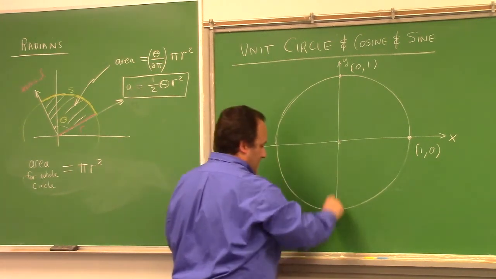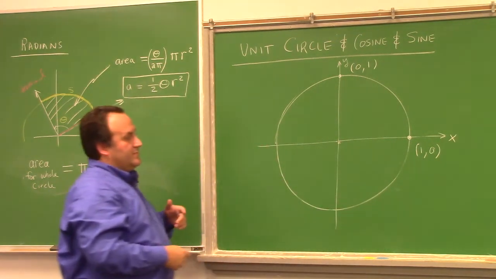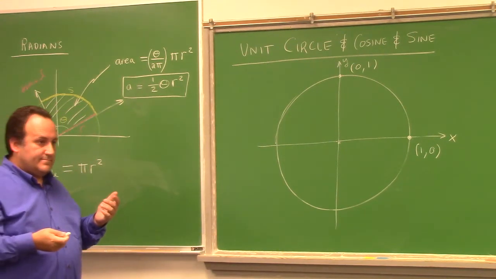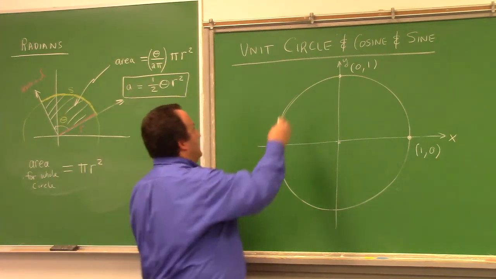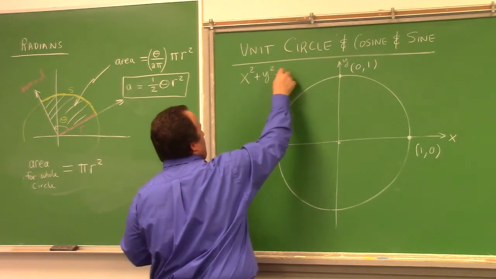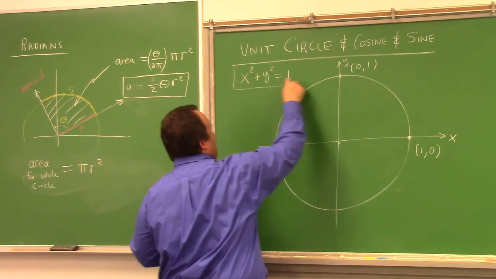Okay, so what's the equation of the circle? X squared plus y squared equals 1. Very good. This is the equation of the unit circle.